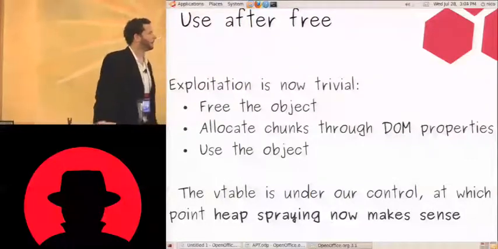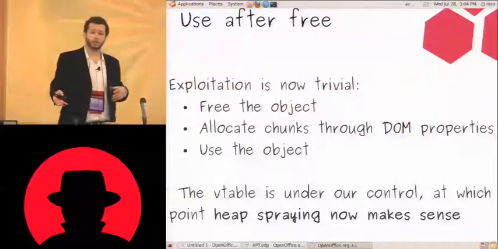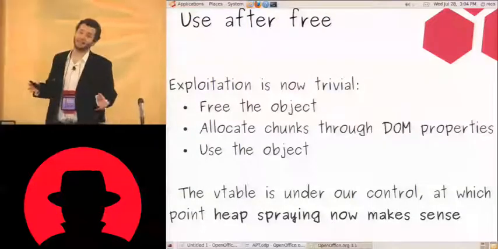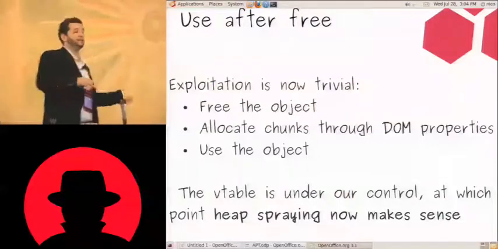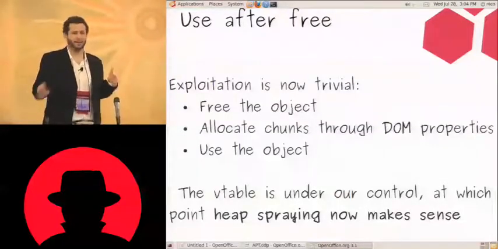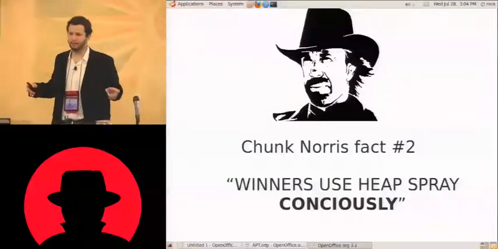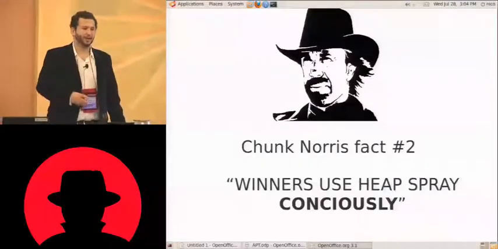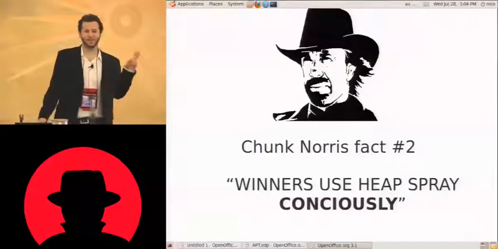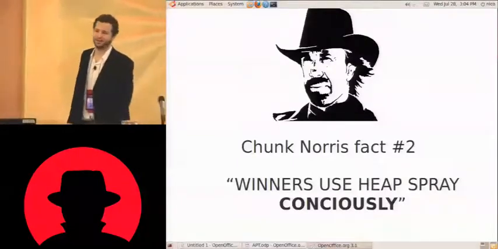It's just a way to show how it works. And then finally, you use the object, which is now under your control. You control the vtable, so you can use it. Now heap spray makes sense. You can now heap spray and point it into a place where you know the heap spray is actually going to be, not just randomly pointing to something that you might control or not. So the second fact of the day is winners use heap spray consciously. It's not bad to use heap spray, but you have to use it understanding what's going on.